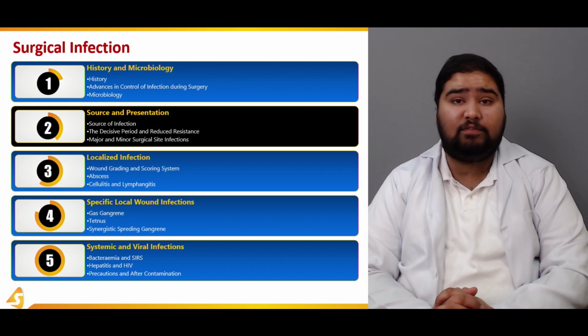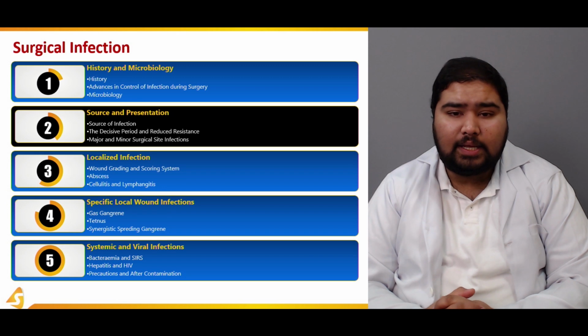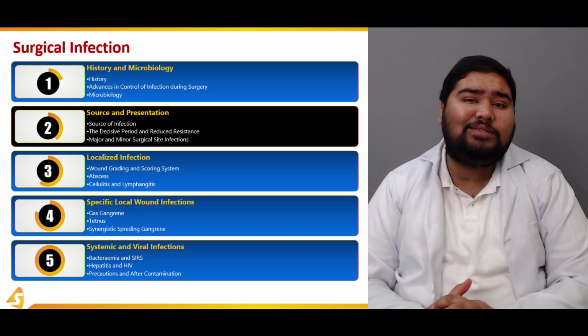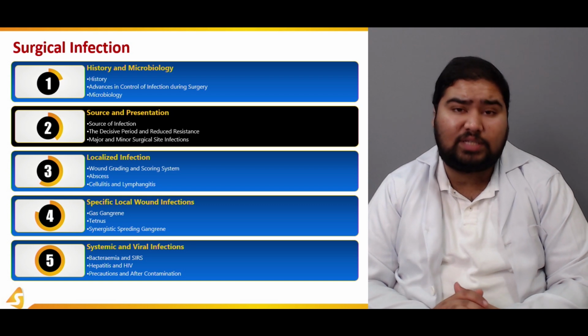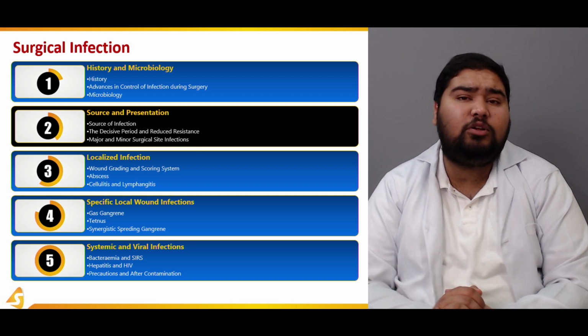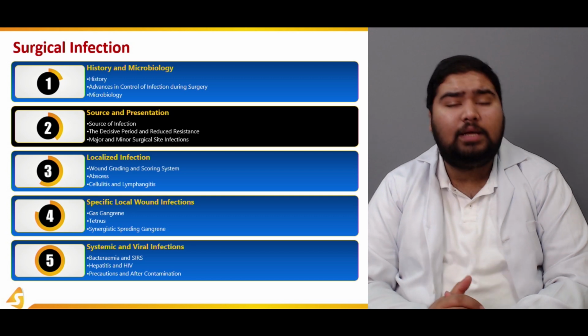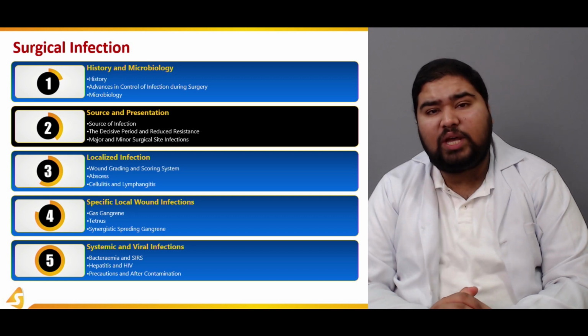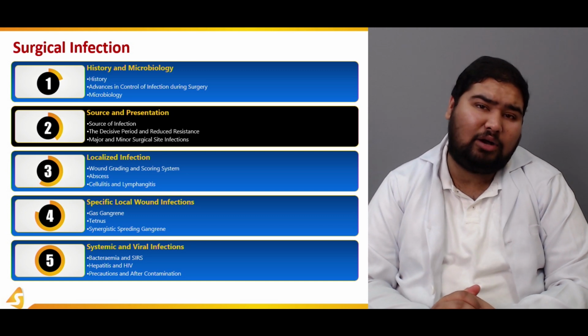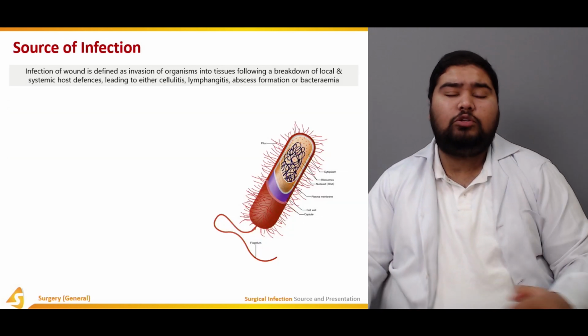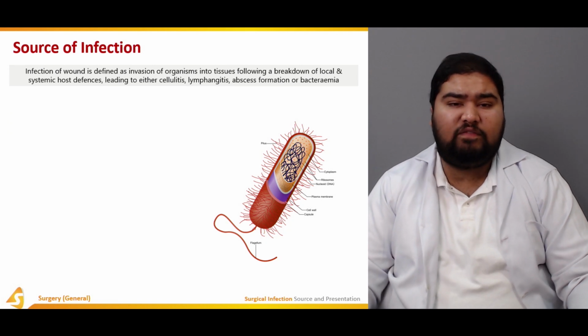We'll see what the decisive period actually is, and we'll see what factors reduce the host resistance and host's response to an invading pathogen. Then we'll talk about the major and minor surgical site infections. We'll see what these are and how to manage them. So starting off with the source of infection.